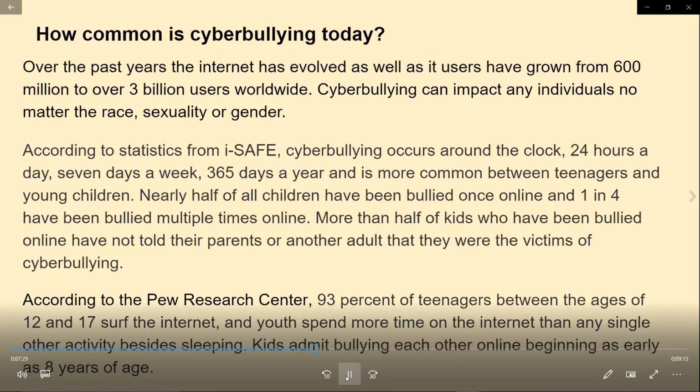Nearly half of children have been bullied once online, and 1 in every 4 have been bullied multiple times online. More than half of kids who have been bullied online have not told their parents or another adult that they were the victims of cyberbullying. According to the Pew Research Center, 93% of teenagers between the ages of 12 and 17 surf the internet, and youth spend more time on the internet than any single activity besides sleeping. Kids admit bullying each other online beginning as early as 8 years old.